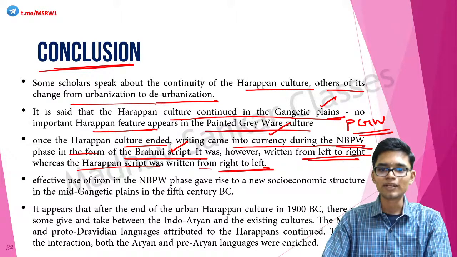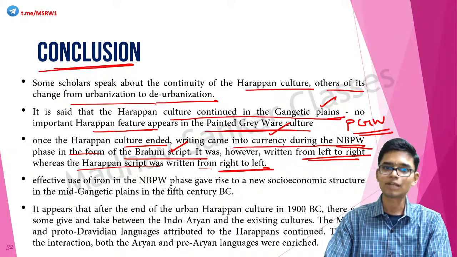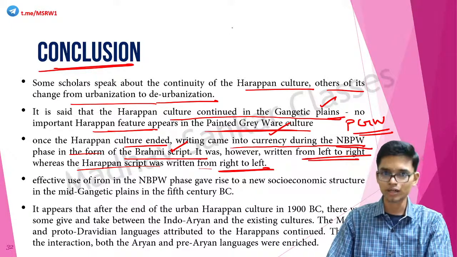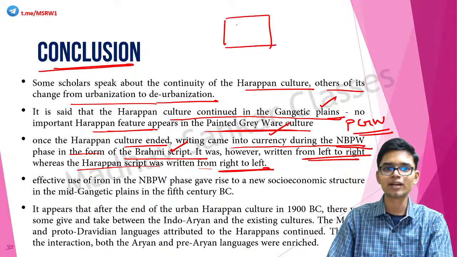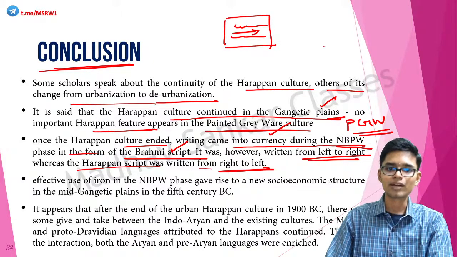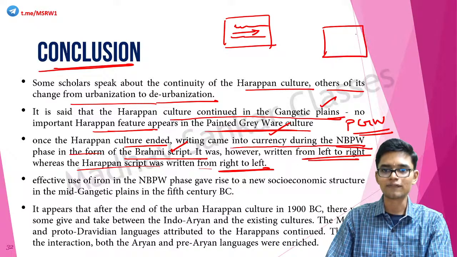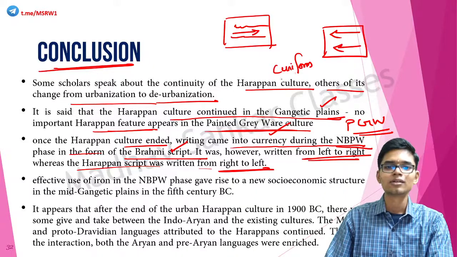Clear? In the time of NBPW, it is Brahmi script written from left to right, like our modern day writing. If this is a book page, we write from the left side to the right side in this direction. But the Harappan script was written from right to left in this fashion. Sometimes in cuneiform also. What is cuneiform writing?